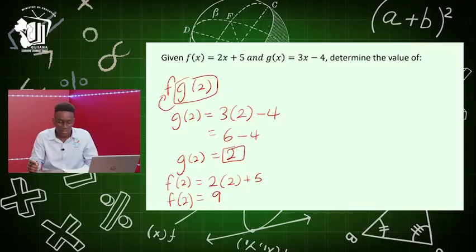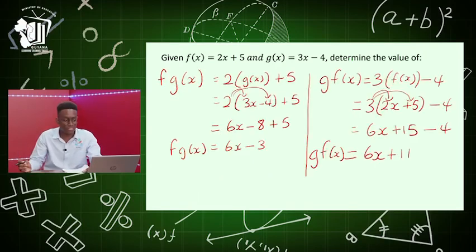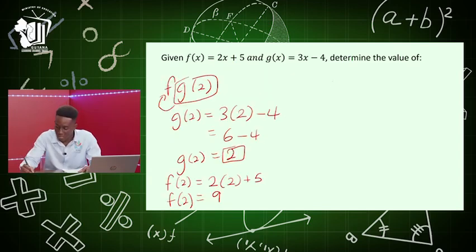And this is one way that we can work this question. So let's look at the other way. The other way would require us to find fg of x. But because we already found that in the previous example, fg of x, which we found to be 6x minus 3, we will take this function into consideration and find fg of 2.